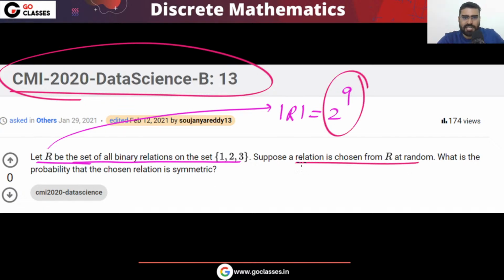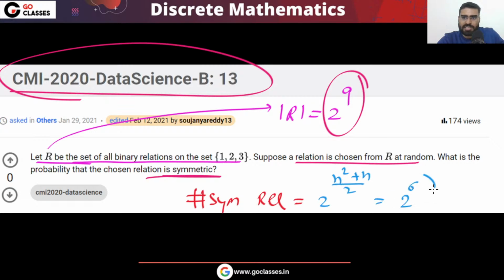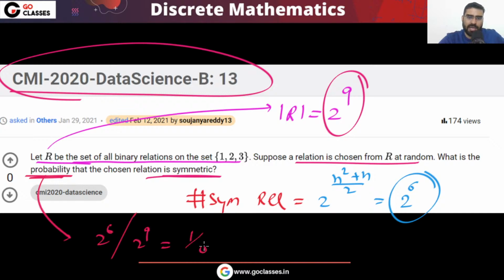You are choosing a relation at random. It is symmetric. So first of all, what is the number of symmetric relations? The number of symmetric relations will be 2 power (n square plus n) by 2, which is equal to 2 power 6. So what is the probability for this question? The probability will be 2 power 6 divided by 2 power 9, that will be 1 by 8. Okay, clear? So that will be your probability, 1 by 8. Very simple question. Now let's move on.